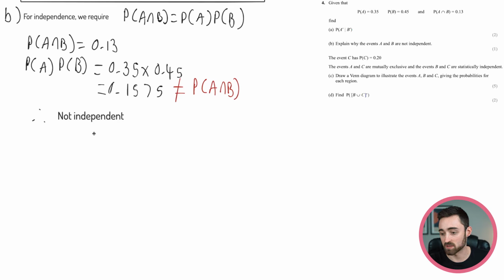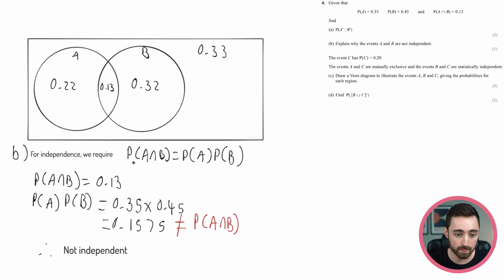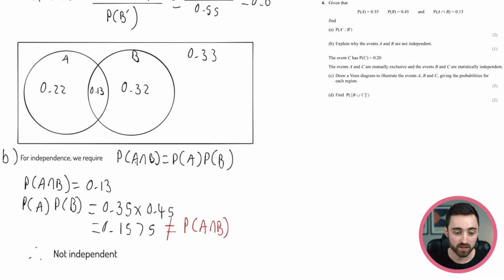The probability of event C is 0.2. The events A and C are mutually exclusive, and the events B and C are statistically independent. Draw a Venn diagram to illustrate the events A, B, and C. We can use this because C doesn't interfere with A, because they're mutually exclusive, meaning that they can't happen together. So there will be no intersection between the C circle and the A circle.